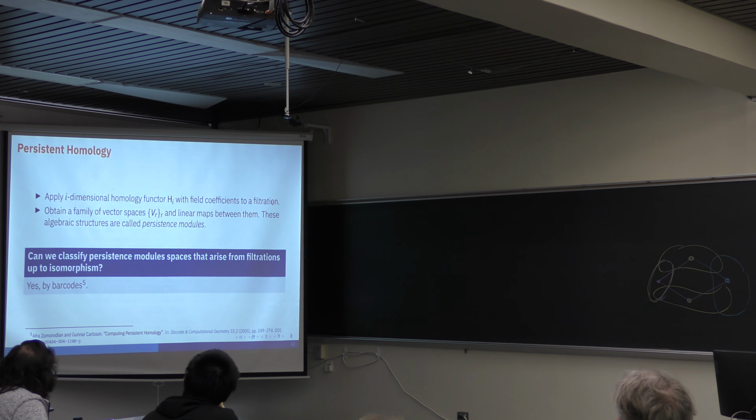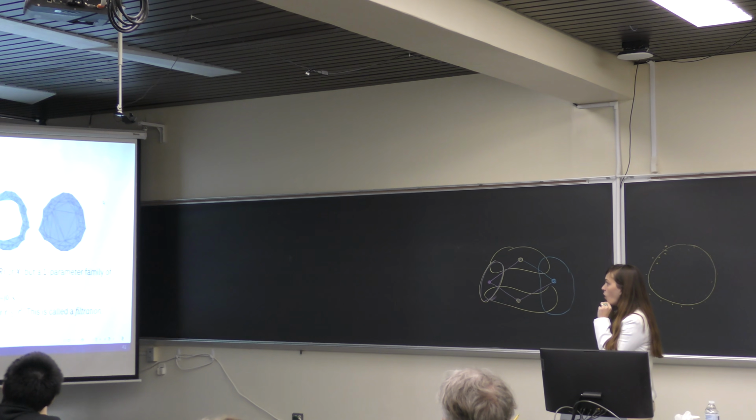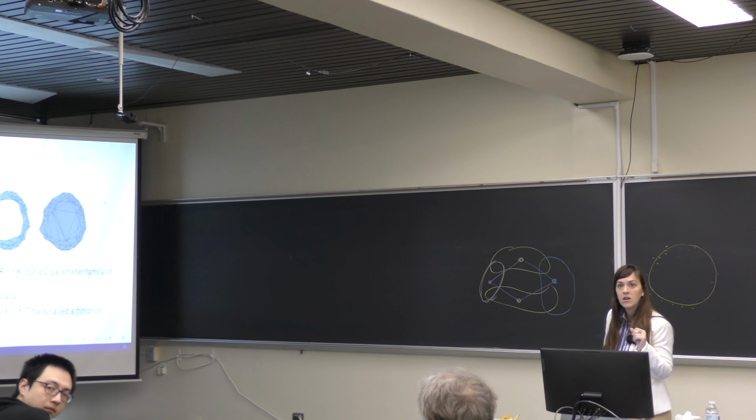And then what we really want to do is track somehow how homology groups change within this filtration. So what we can do is apply the homology group, in whatever dimension we want, to each of these spaces. Question?